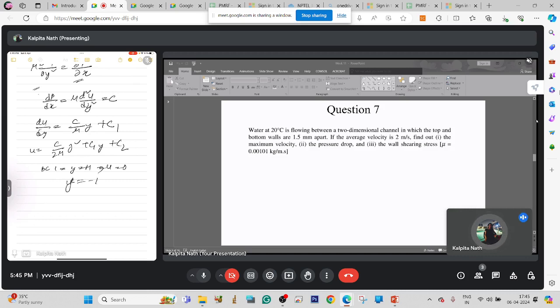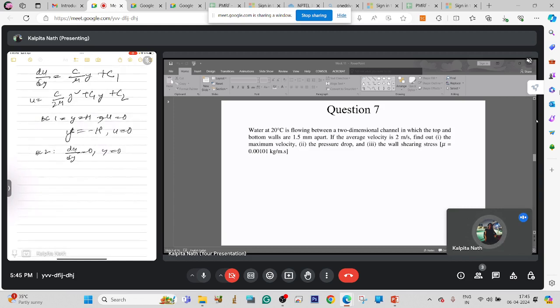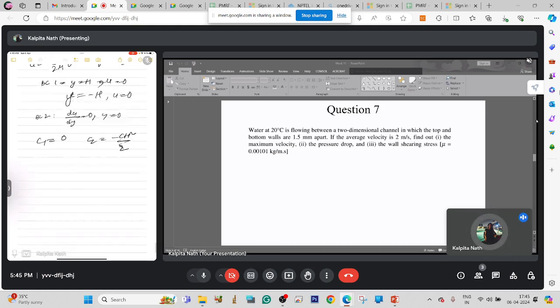Now at y equal to minus h, u is equal to 0. Boundary condition 2 is du/dy is equal to 0 at y equal to 0, so u max is at y equal to 0. Now integrating, we get c1 is equal to 0 and c2 is equal to minus c square by 2. So u we will get as h square by 2 mu, minus dp/dx, times 1 minus y square by h square.